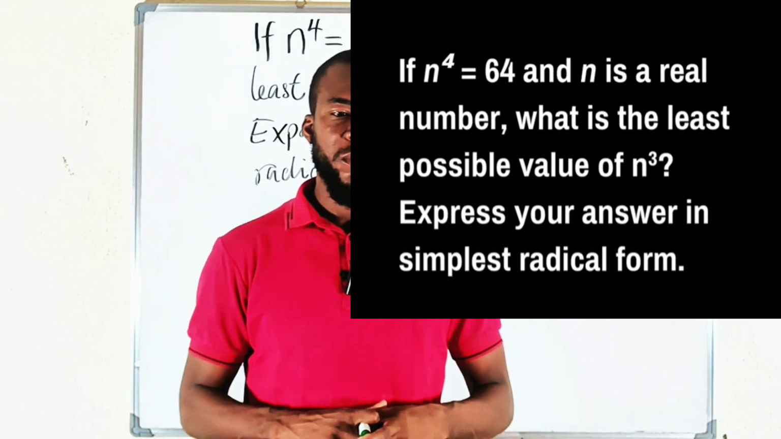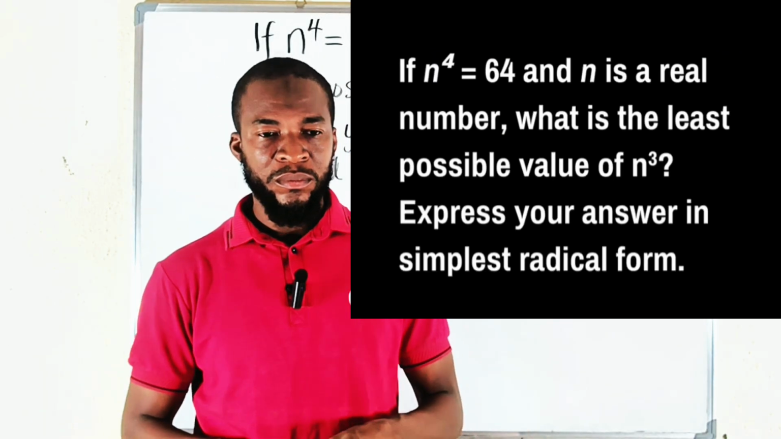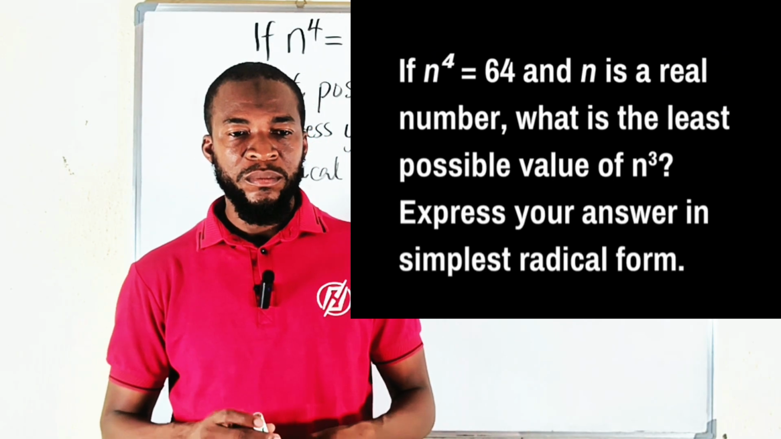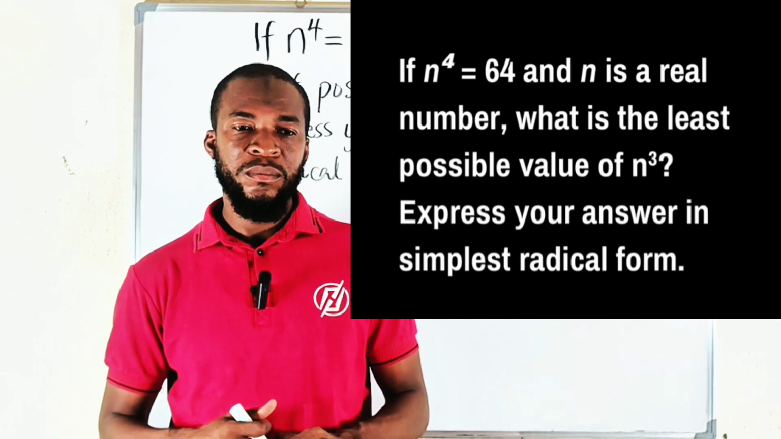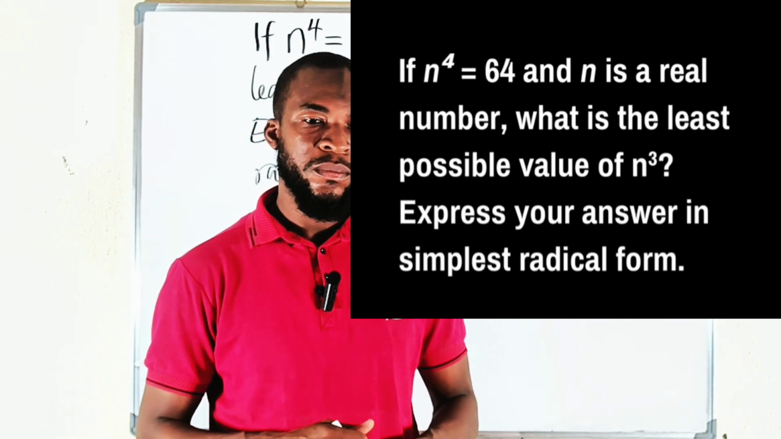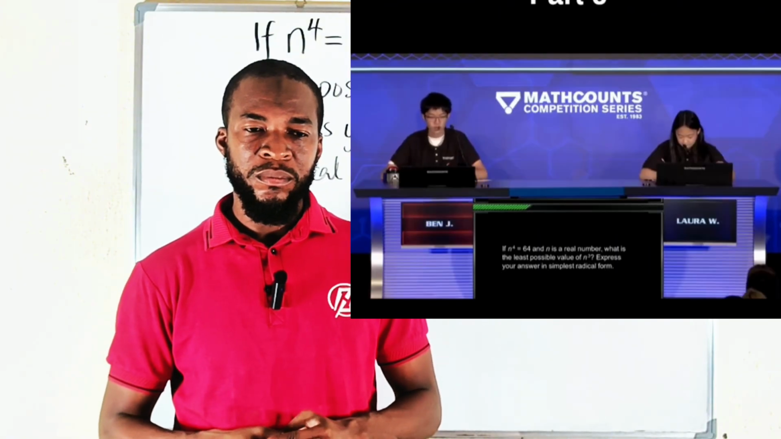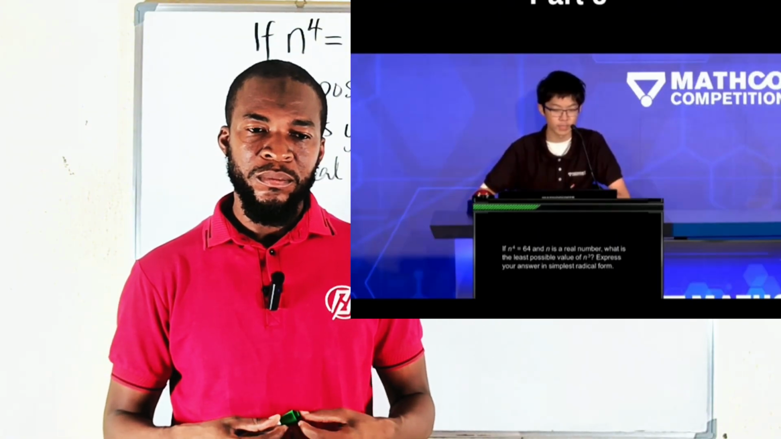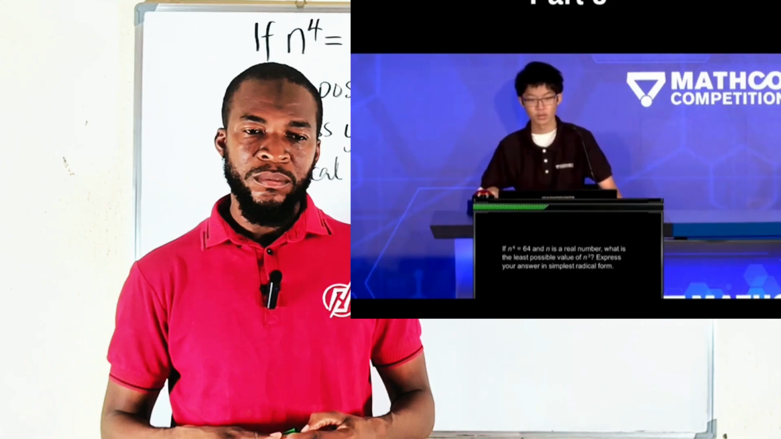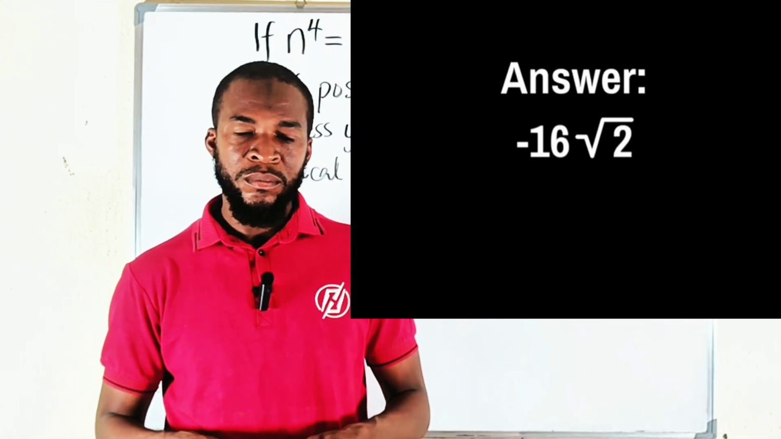If n to the fourth power equals 64, and n is a real number, what is the least possible value of n cubed? Express your answer in simplest radical form. Minus 16 root 2. That is the correct answer.